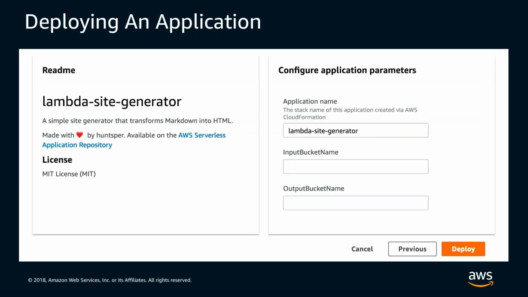And then it will give you a bit more information about the README, and then it will configure the application parameters. So you can change the application name to something else, and it will also ask you for an input bucket name and an output bucket name. Now this, within the context of this application, is two Amazon S3 buckets. So you just choose two Amazon S3 buckets, and you put those two names in there. And then you hit the deploy button.